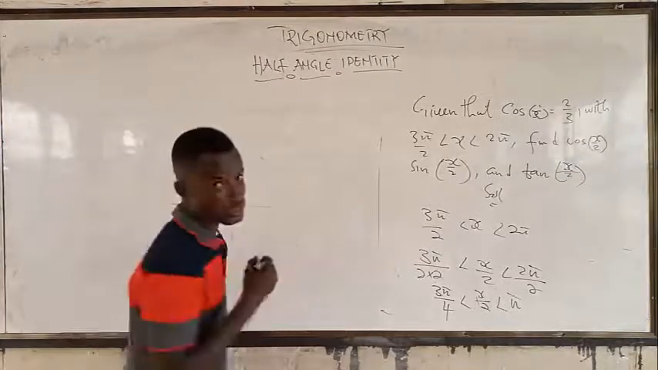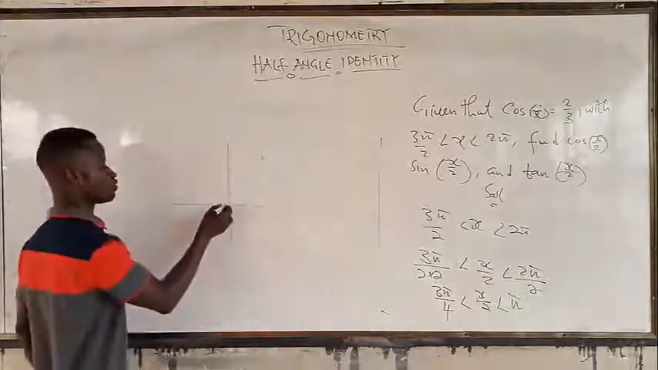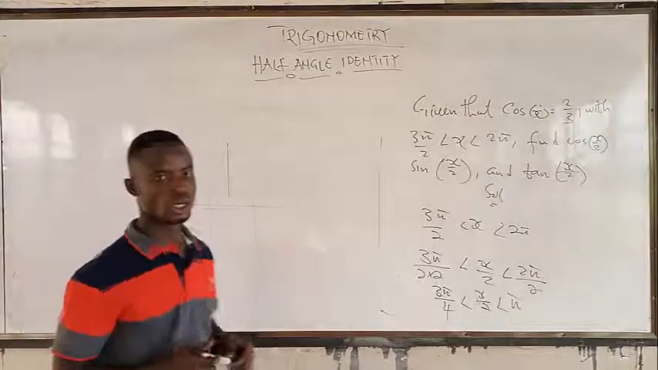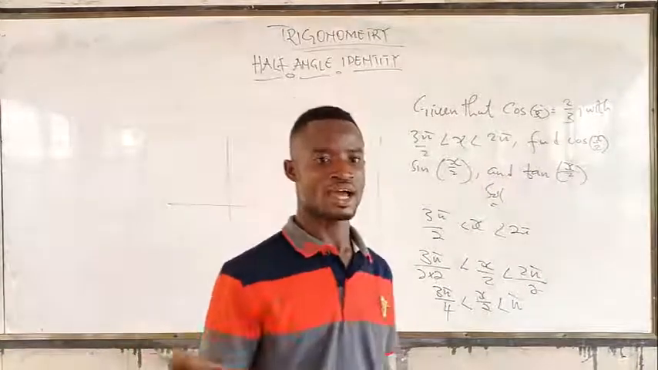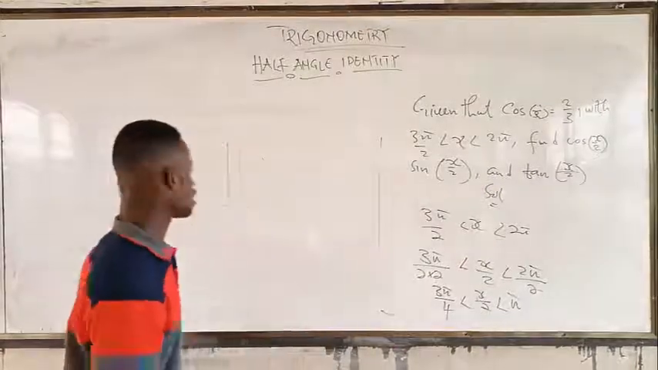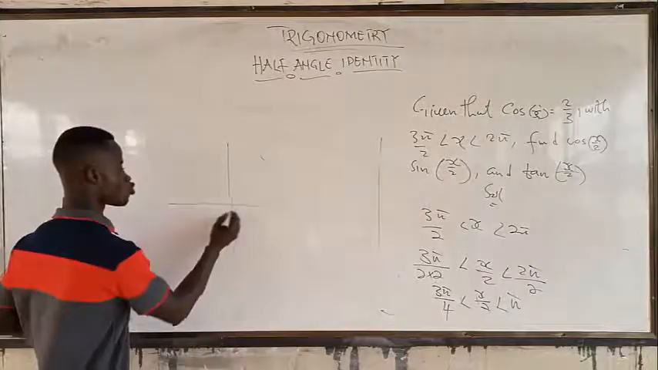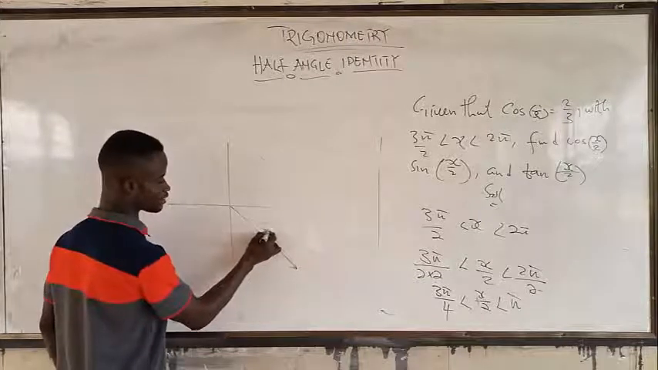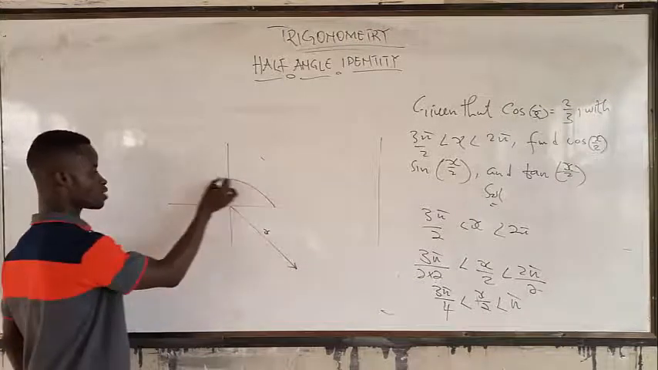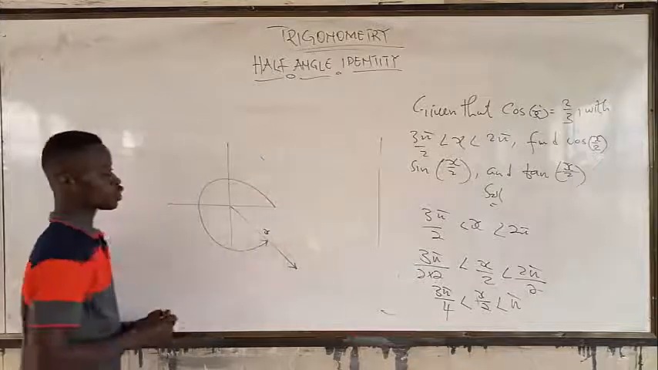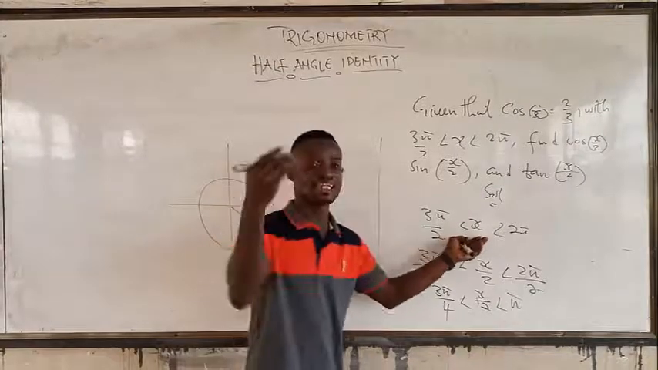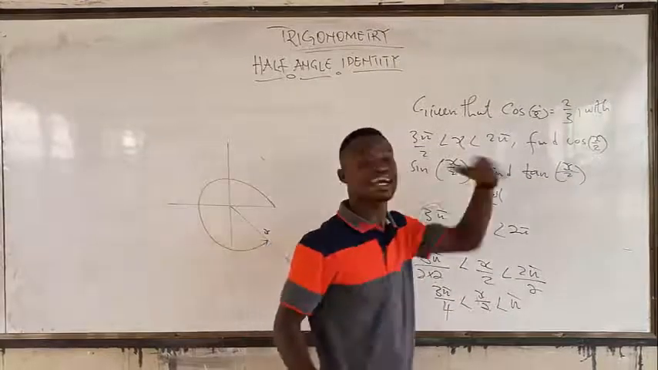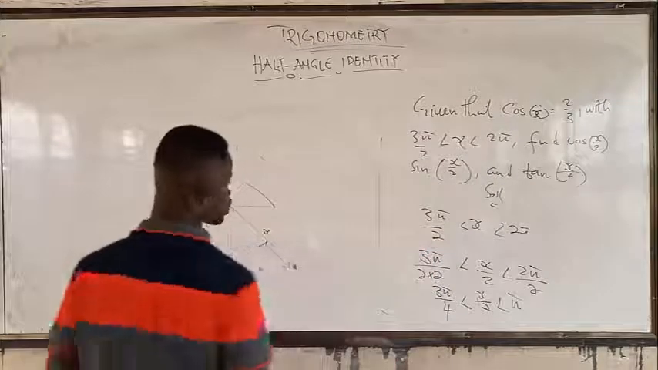Let me demonstrate to you here, a small demonstration of all that I'm talking about. Very good. Now, that's it. So we have two angles here, the one for X and the one for X over 2. For the angle X, it's in the fourth quadrant. That means from here to here is in the fourth quadrant. So if you think you are working in the fourth quadrant, you are wrong, because what you are finding is the half angle.